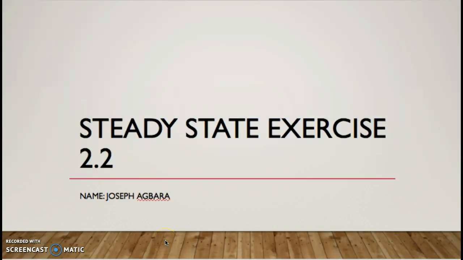Steady State Exercise 2.2, Joseph Barra. In this project I'll be talking about what steady state exercise entails and what steady state exercise is.